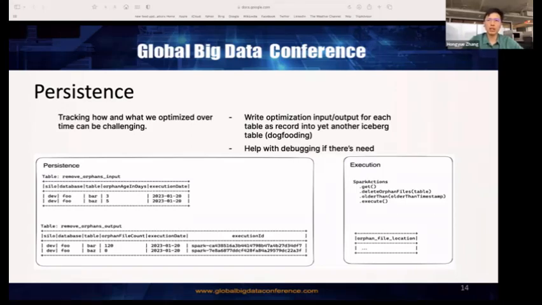The Spark action on the right-hand side only needs a table identifier and an older-than timestamp to execute, where we model such parameters as input, and the number of orphan files removed and the Spark application ID as output to persist on the left-hand side. So using Iceberg to store our internal data structure, we can easily debug a particular Spark job failure or track down the aggregate trend over time. And the best part is we can leverage the history of execution to help us decide which execution we should prioritize in the future. Next slide, please.